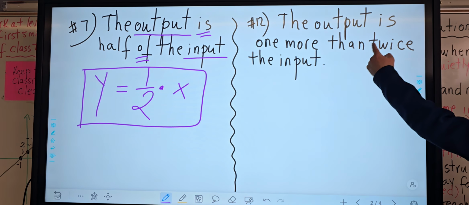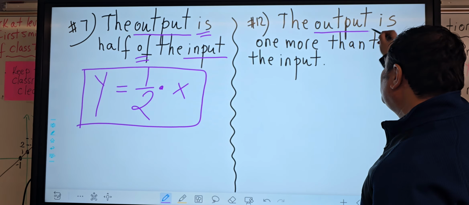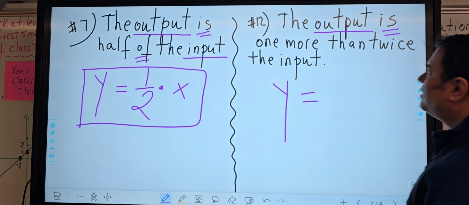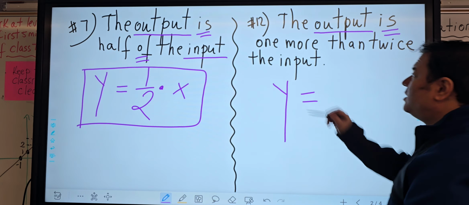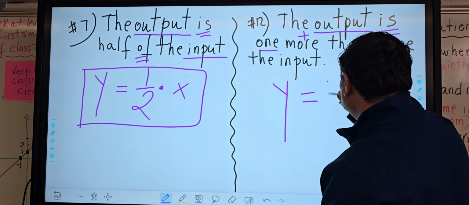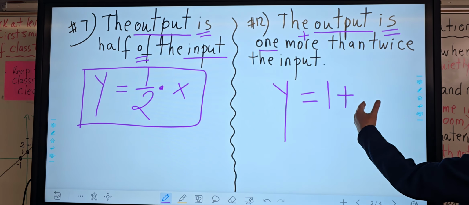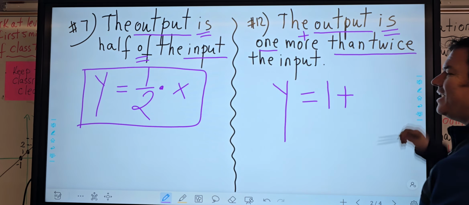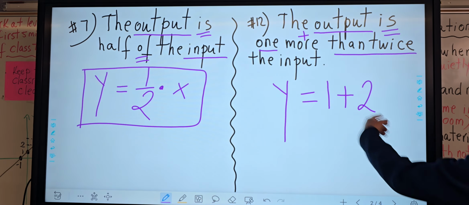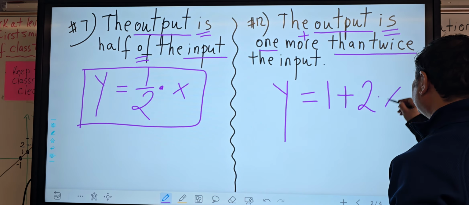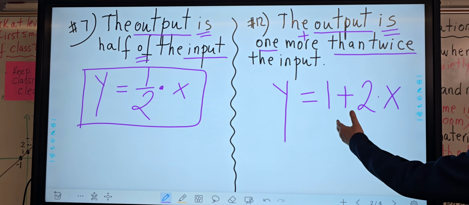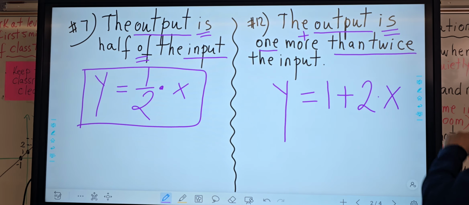In the next problem, we have the output. Again, the output, which is y, equals 1 more. So 1 means 1, and then more means plus. So 1 more, then twice. Twice means twice, right? So twice the input, where the input is x, like we talked before. So y equals 1 plus 2x.